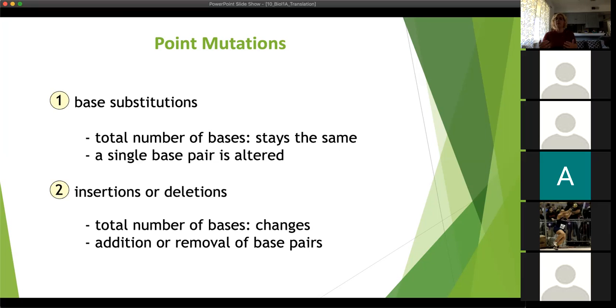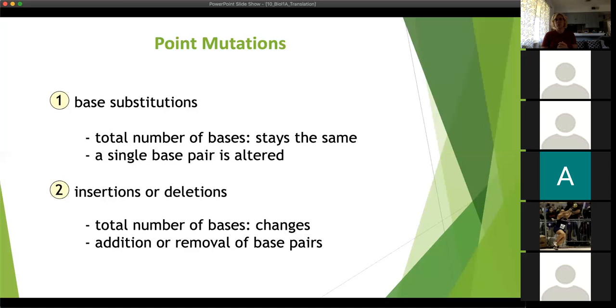We can also have what we call insertions and deletions. Sometimes people will classify these using the term indel, I-N-D-E-L, to refer to either an insertion or a deletion. This actually leads to a change in the number of bases, either an insertion of bases, one or more, or a deletion of bases, one or more.